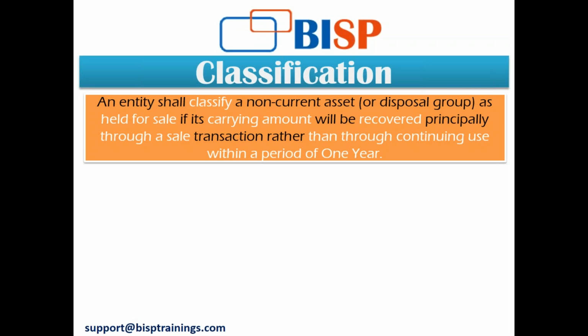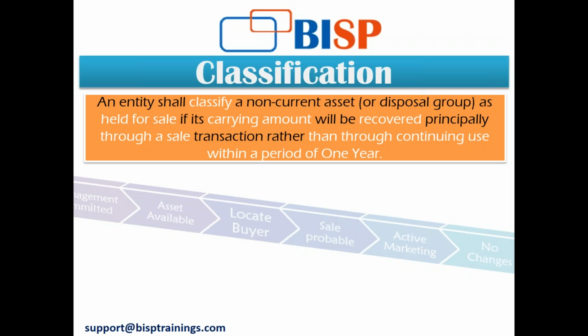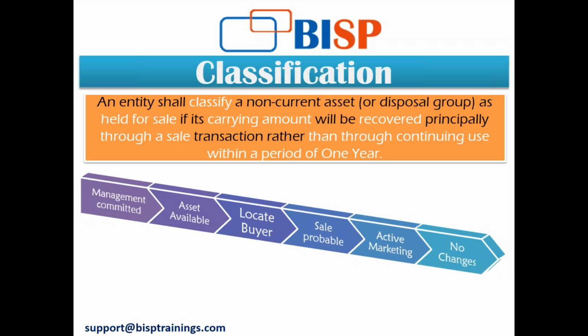So the whole classification aspect is very important in IFRS 5. Classification and measurement. You can say the measurement of IFRS 5 is ancillary. The main part is classification. So this whole classification is actually divided into 6 small sub points. You can just divide the whole classification into 6 sub points.